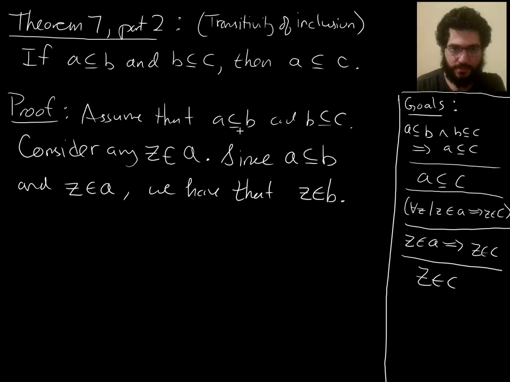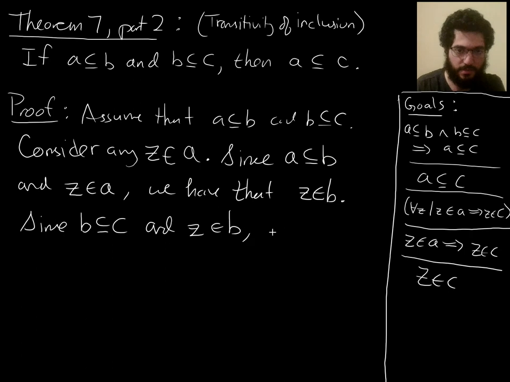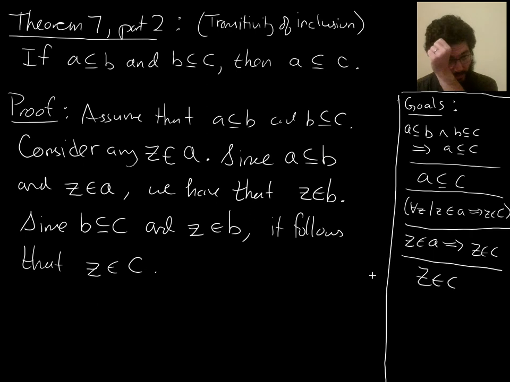Okay, so now we have used this fact. We can now also use this fact because we have an element of B. Every element of B is an element of C. So since every element of B is an element of C, and Z is an element of B, it follows that Z is an element of C. And that was our goal, so we are done. This would be a perfectly good spot to end the proof.